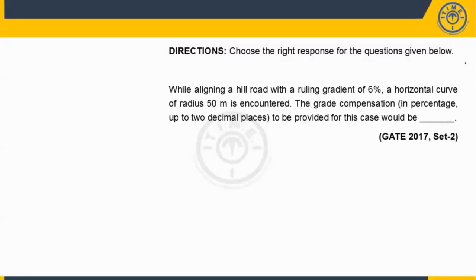Now, we will directly start solving the questions. The first question is: while aligning a hill road with a ruling gradient of 6%, there is a horizontal curve of radius 50 meter. What is the grade compensation required?